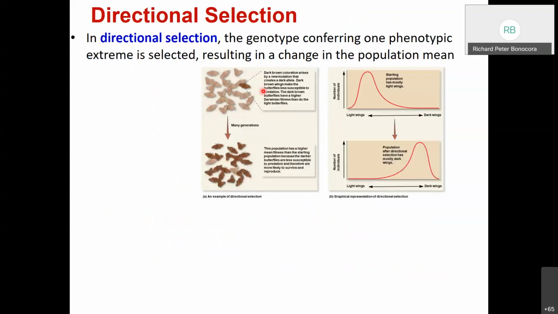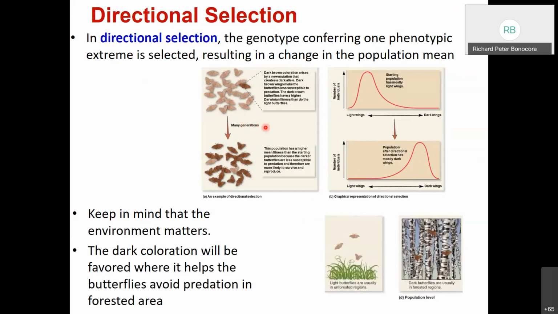Here we have butterflies, mostly with light wings, and then some event comes along, and so we can see the graph here. Most of the individuals have light wings, and then over many generations, there's a selection in a direction to increase the number of butterflies with dark wings. So this is directional selection. In this case, we're starting with a population with light wings and moving to a population with dark wings.